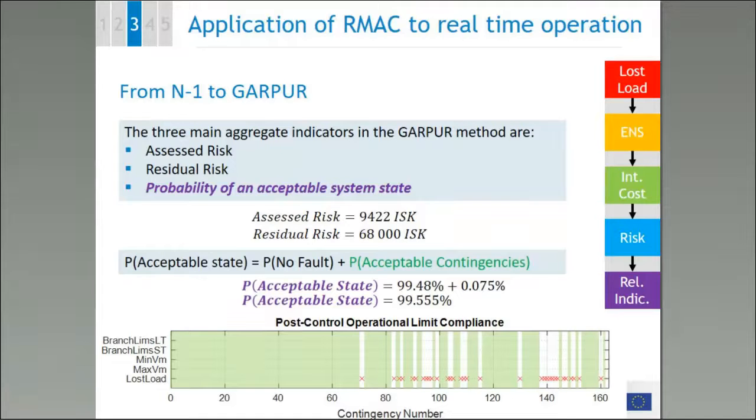So to calculate the probability that we will end the hour in an acceptable state, we simply take the probability that no contingency occurs, and we add that to the probability that any contingency results in an acceptable system state. So in this case, we calculate 99.5% of the time we expect to be in an acceptable state, which is equivalent to being in an unacceptable state 40 hours of the year on average.